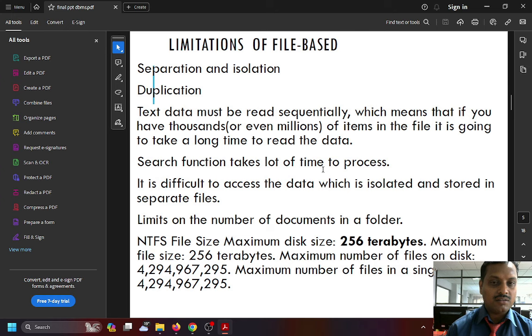So hence we have come up with the next version, maybe SQL, MySQL or Oracle, which provides limitless access to data or storage of files. That's the reason we are learning this database management system. Because Windows systems have certain limitations, whereas when you go for Oracle, SQL, MySQL, NoSQL, there are no such limits. As and when you supply the backup or increase the database size, you can store that much data.